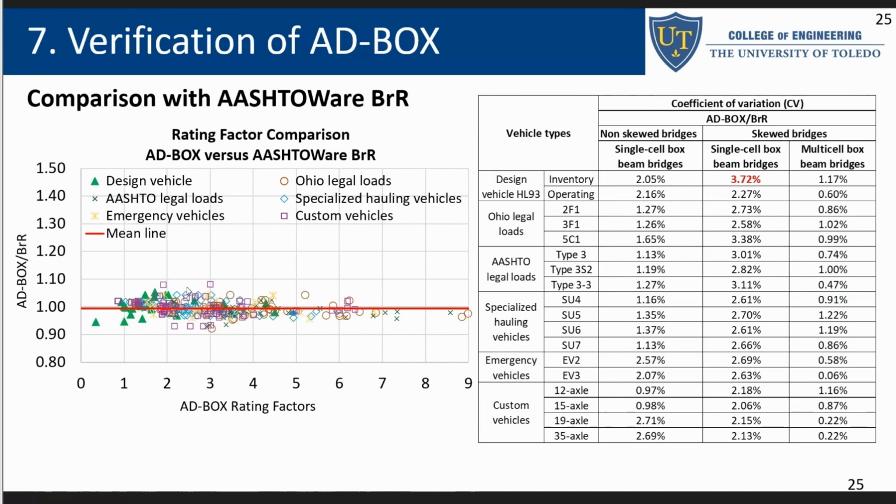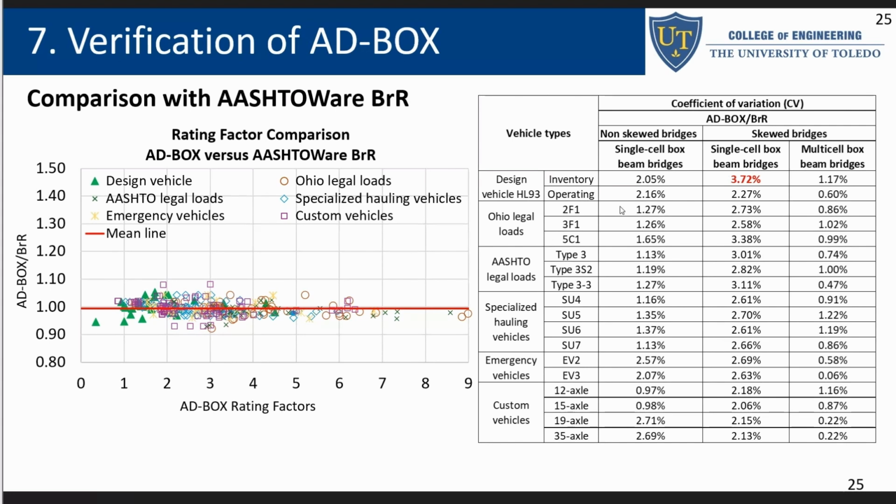This is a similar chart to the one we have seen in the comparison with independent hand calculations. The left chart shows the comparison of AASHTO to BRR with all the vehicle types, including the custom vehicles. We can see the rating factor ratios of AASHTO to BRR are aligning with the mean line here as well. So this indicates that the values calculated by AASHTO align with the values from the AASHTO BRR.